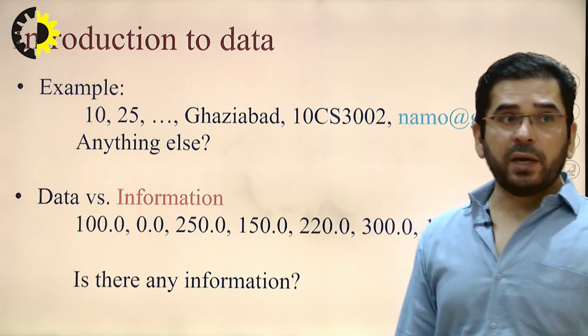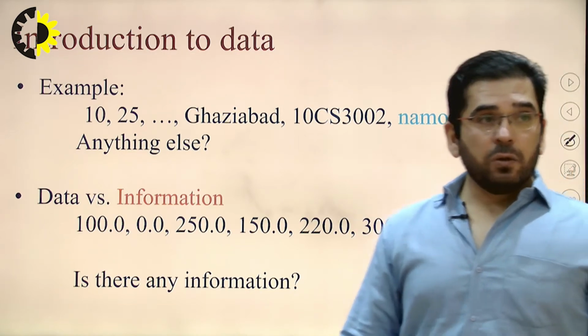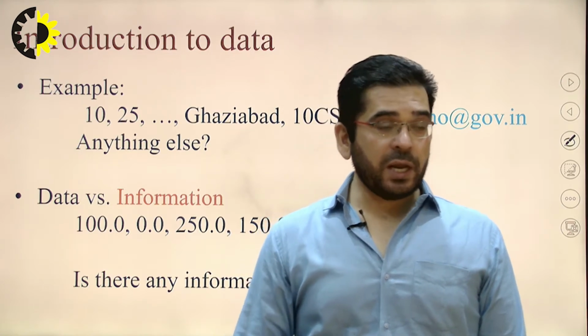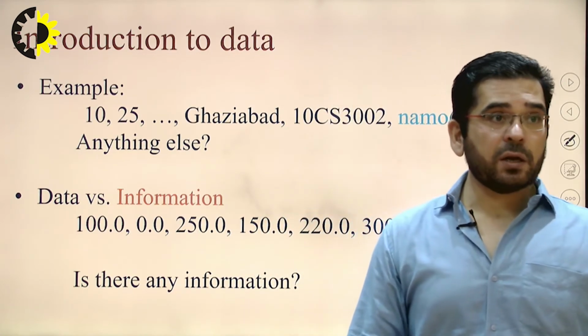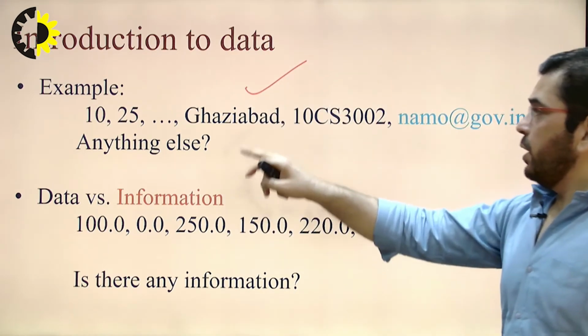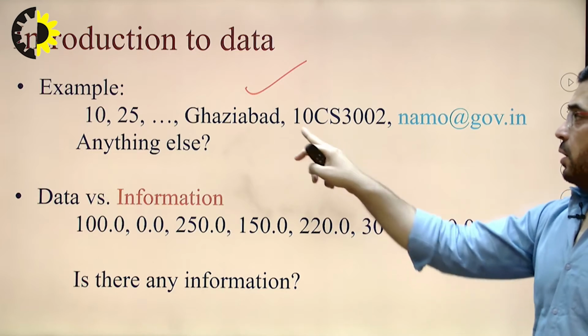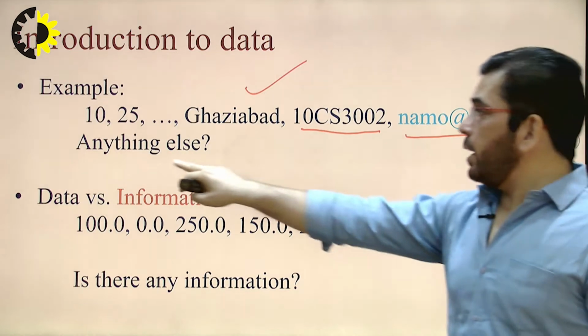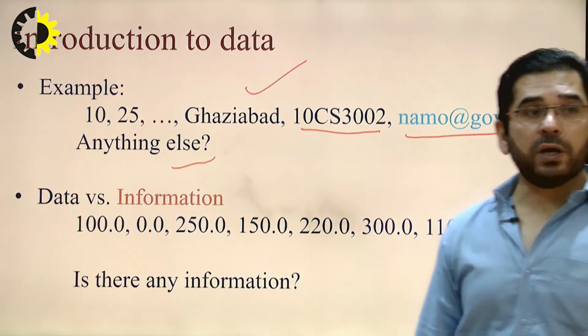What do you mean by data? As we all know, data is something which has some meaning or value, like my name, my contact number. All these terms are data. I have taken an example here, 1025 Ghaziabad, or some roll number of a student, some email ID or anything else. All these are called data.